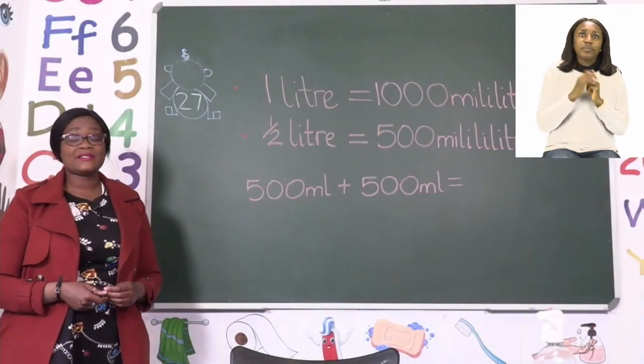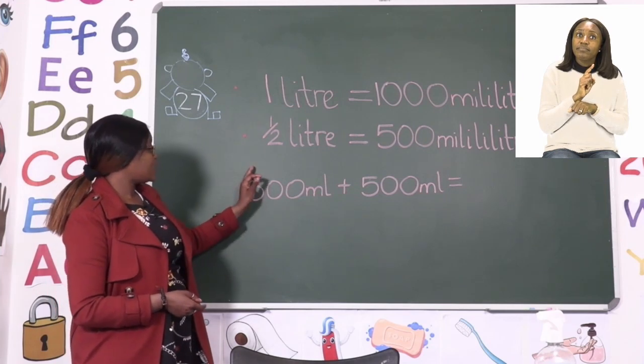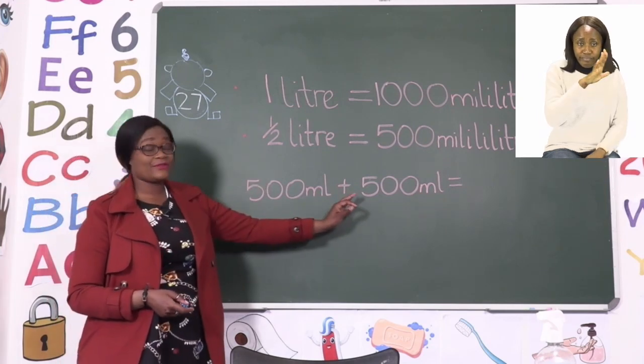The first thing you need to do is to find your whole numbers. Here we have 5 and 5.